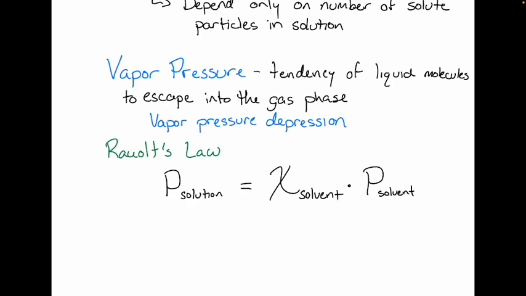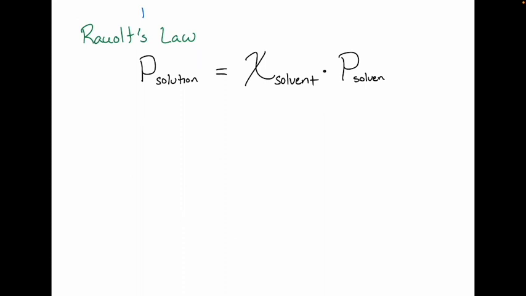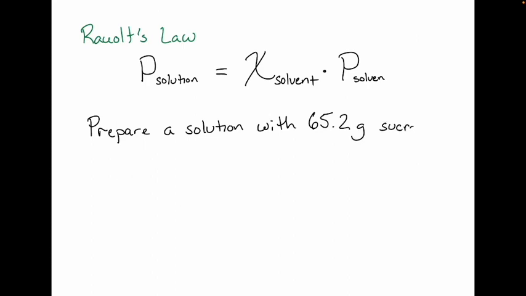We're going to use Raoult's law here. Okay, get us practicing some important stuff from last semester that I'm sure everybody remembers, but let's just make sure. So I'm going to prepare a solution. And I'm going to do so by taking 65.2 grams of sucrose and mixing it with 300.0 grams of water.